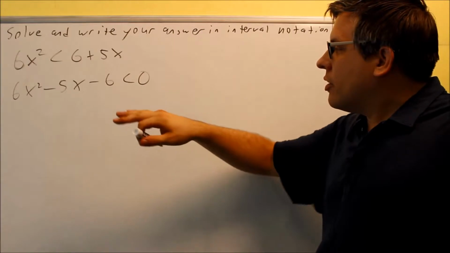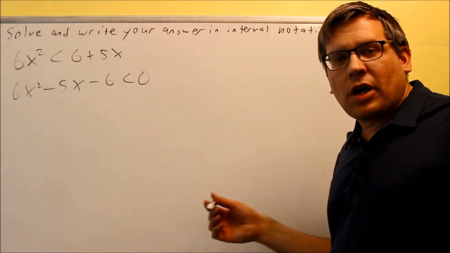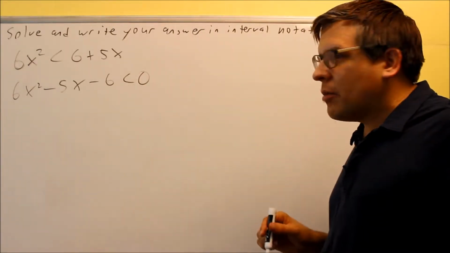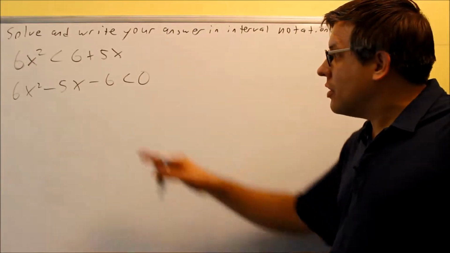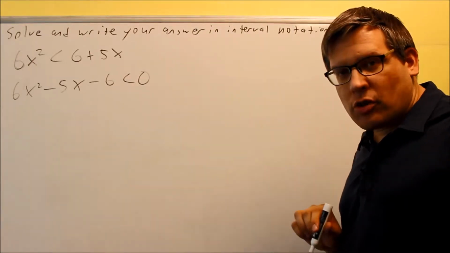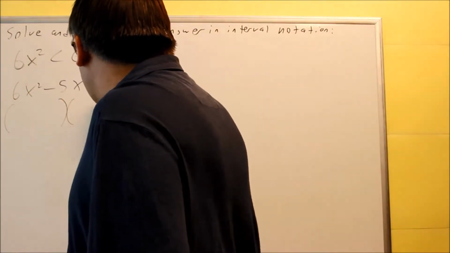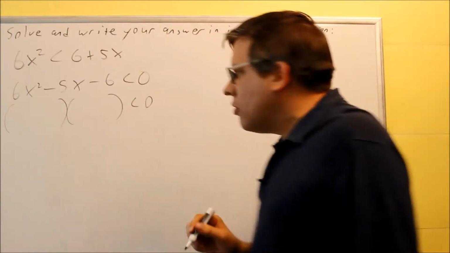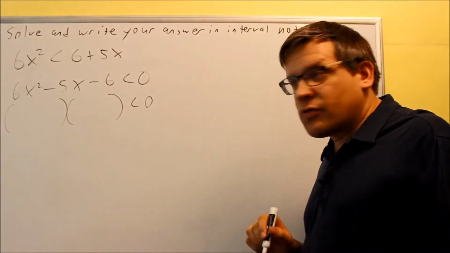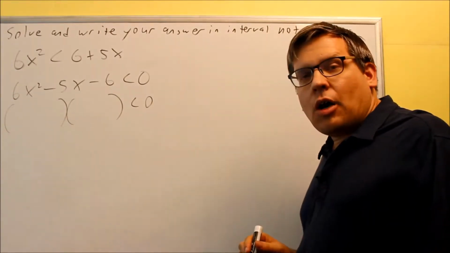What you want to do now, before you do either the table method or the number line method, is make sure that that is in a factored form first. So that's what I want to do. I want to factor this one. Now, there's many different ways of factoring, and you can use whatever factoring method works best for you. I'm going to do this one by trial and error.